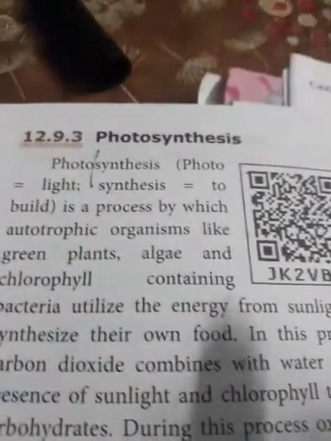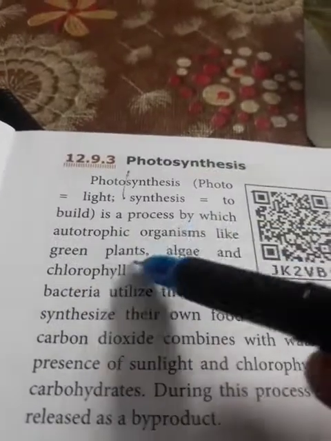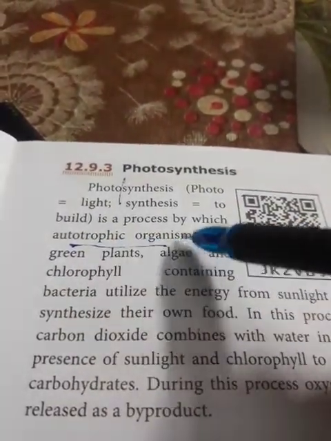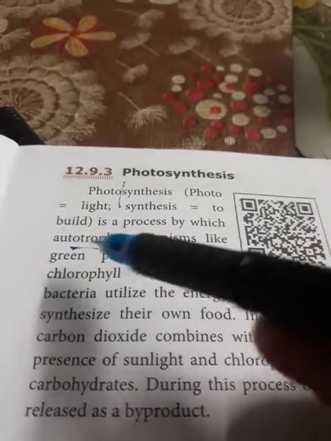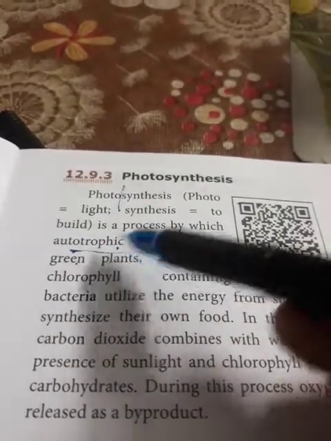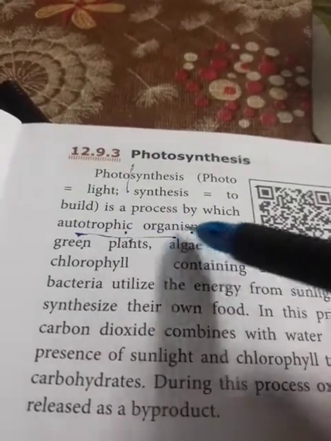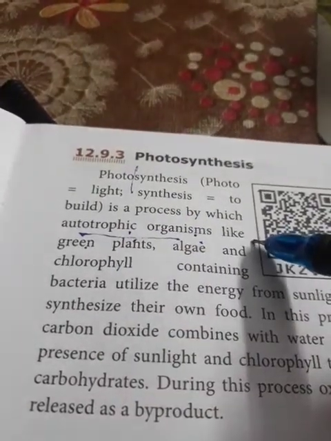It's a process. From lower class you are studying that one. Again recapitulation. Photosynthesis is a process by which autotrophic organisms. What do you mean by autotrophic organisms? Organisms who can prepare their food by themselves, green plants. So those organisms are called the autotrophic organisms.